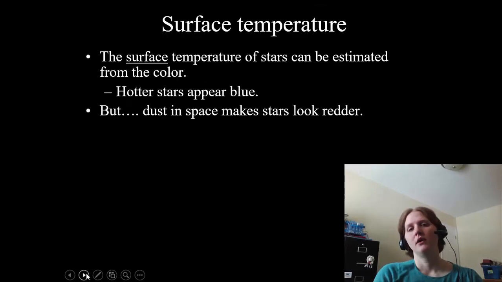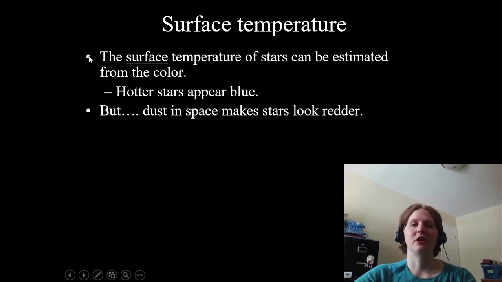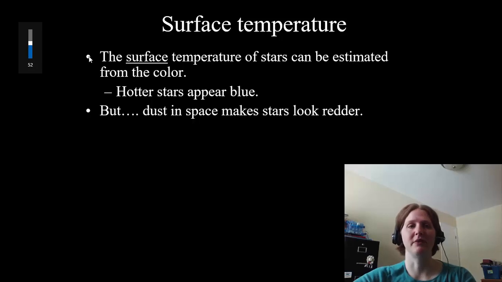The second property of stars that we can compare is their surface temperature. And remember from chapter 5 that the surface temperature of a star can be estimated from its color.